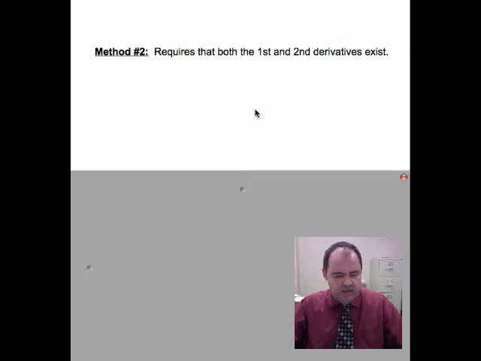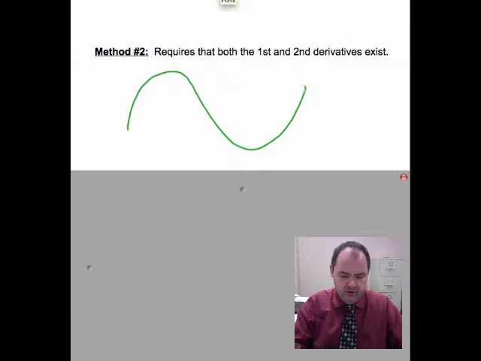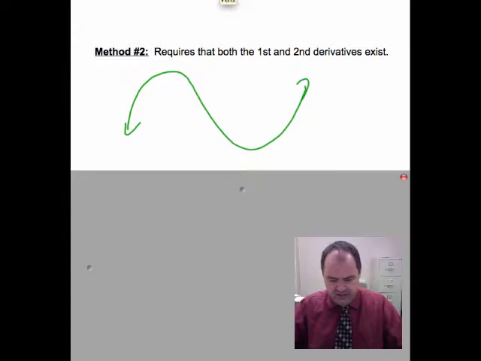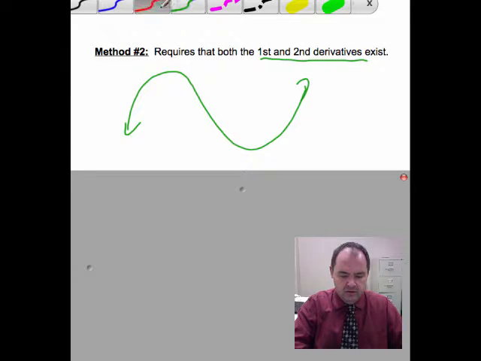There's a second way that we can determine whether a critical point is a relative min or max as well. This method only works, however, if you're dealing with a function that has defined first and second derivatives. So you can't have a critical point where the first derivative is undefined, which is generally a cusp, because if the first derivative doesn't exist, the second derivative can't exist. So this method requires that the first and second derivatives exist. And this is how the argument goes.